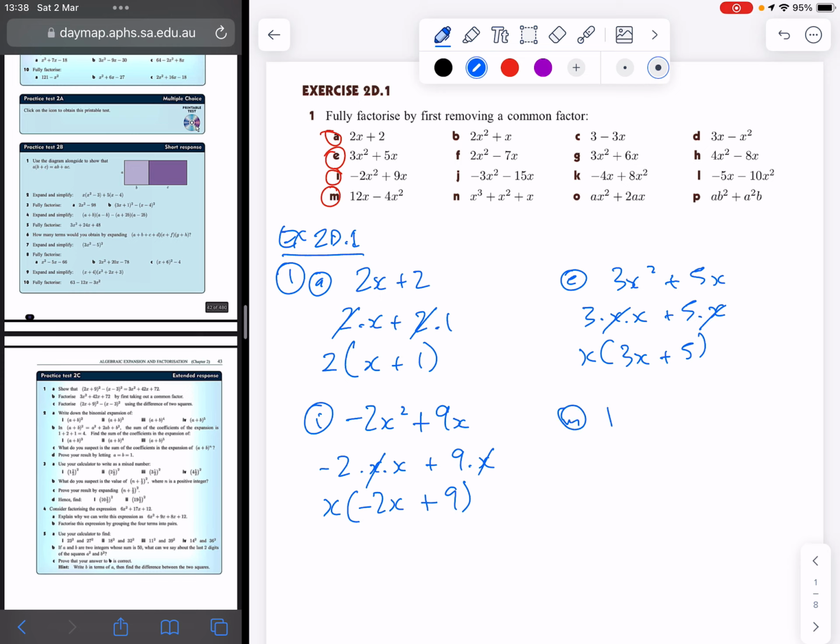12x take away 4x squared. Looking ahead here, 4 is in the second term, so I should break 12 up into 3 times 4 times x, and 4 times x times x. What's the biggest common factor? 4x. Take that on the outside. You've got 3 left over, take away x. Let's check.